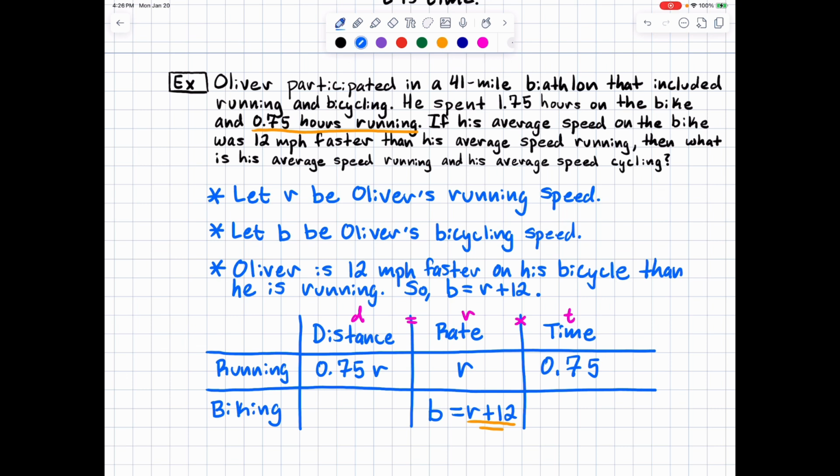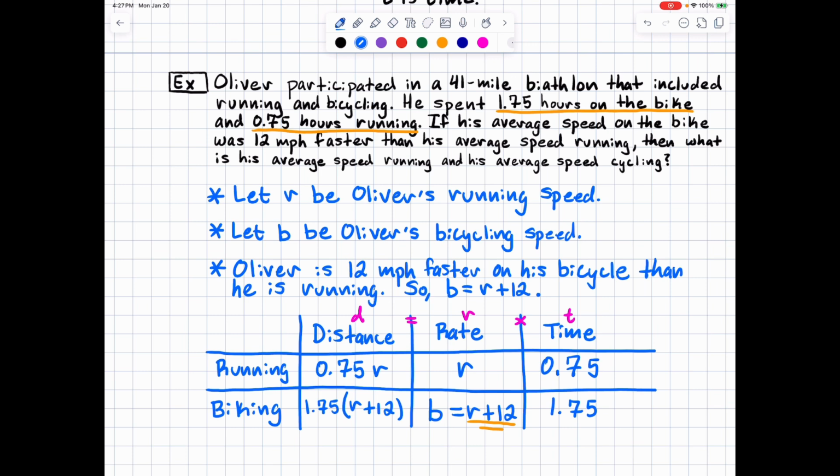Okay? And then we already know the time he spent biking from our problem. He spent 1.75 hours on the bike. So our time here is going to be 1.75. And again, distance equals rate times time. So we're going to multiply our rate and our time to get our distance. Again, we don't want to use b, we want to use r plus 12. So over here, we're going to get 1.75 times r plus 12.